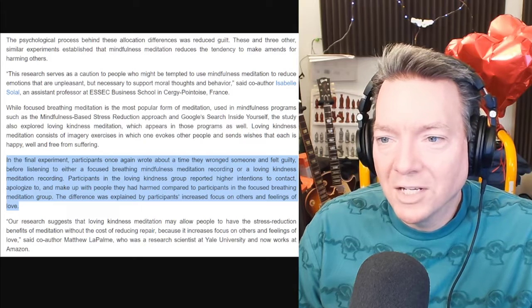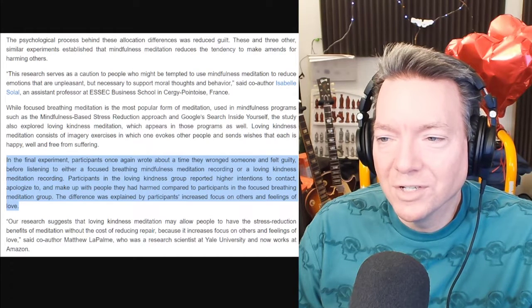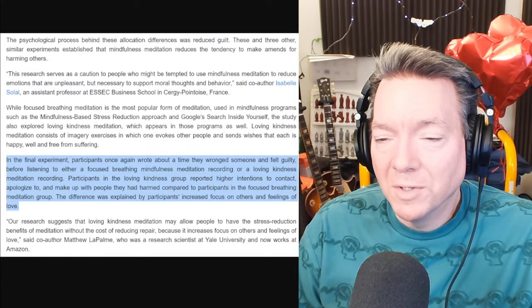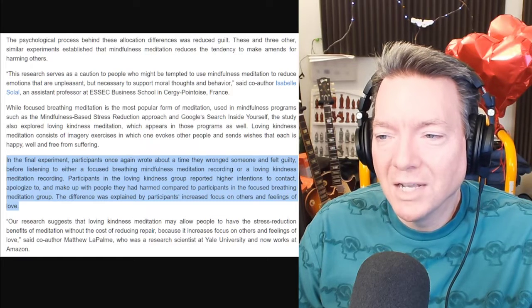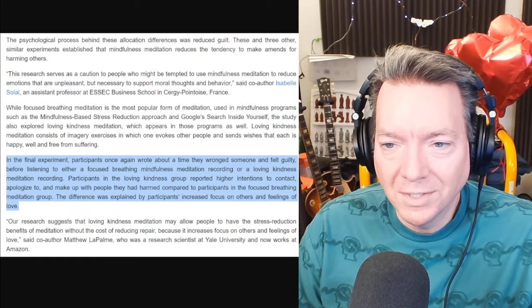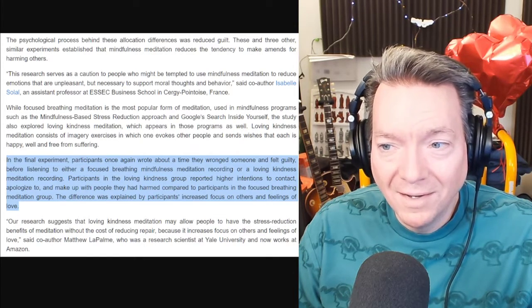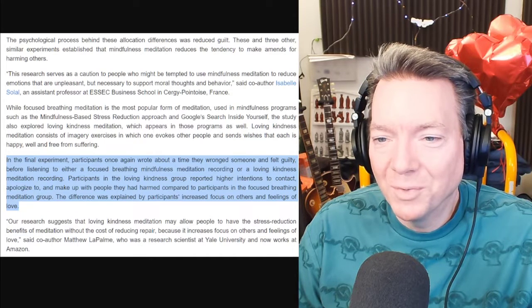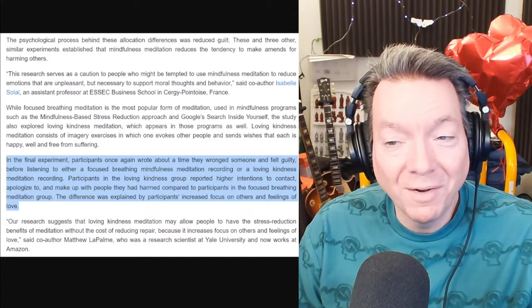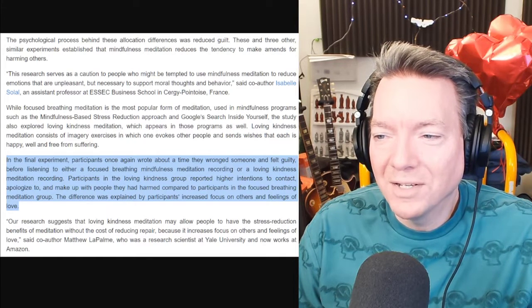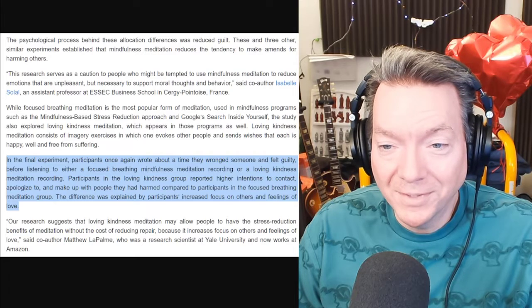The psychological process behind these allocation differences was reduced guilt. These and 3 other similar experiments established that mindfulness meditation reduces the tendency to make amends for harming others. This research serves as a caution to people who might be tempted to use mindfulness to meditate to reduce emotions that are unpleasant, but necessary to support moral thoughts and behavior. It's very, very interesting.